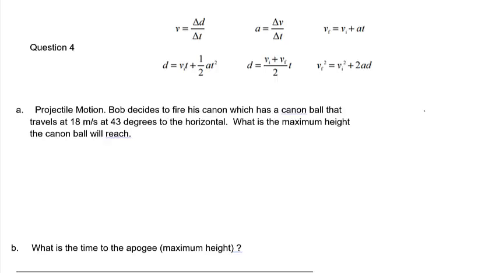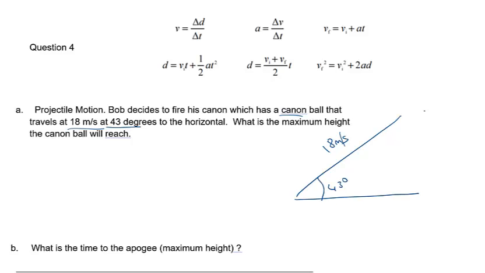Okay, this is really just to review some of the projectile motion stuff. One of the first things when we were looking at this question is realizing that cannon is spelled incorrectly, I think, anyway. But anyway, it's traveling at 18 meters per second at 43 degrees. So what does that look like? That means it's 18 meters per second, and it means 43 degrees to the horizontal.